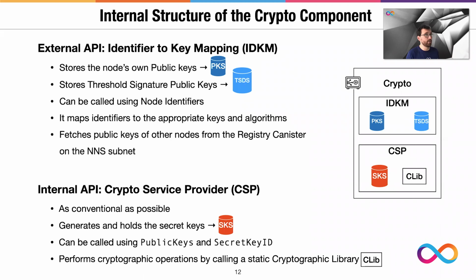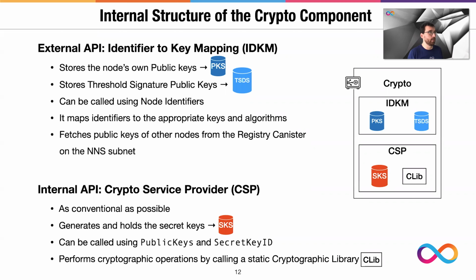So the internal layer is the crypto service provider, and this looks more conventional. This layer is less specific to the Internet Computer. The API of the crypto service provider is more similar to an API of a standard cryptographic library. So there are no concepts necessarily related to nodes; you can call this layer using keys or key identifiers. So this is more standard, and it's less tied to the Internet Computer protocol. This is also the place where the secret keys are stored.